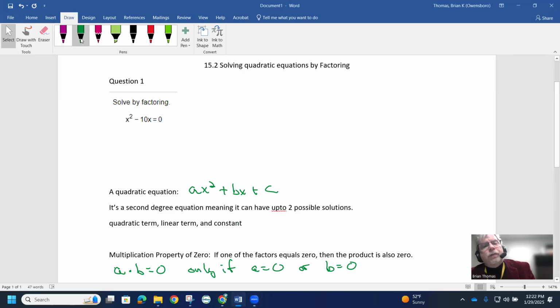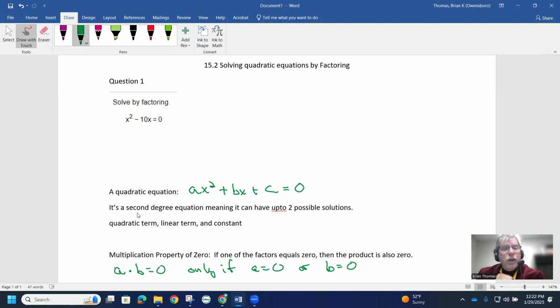So, chapter 15, this is going to be section 2. We're going to be solving quadratic equations by factoring. First off, a quadratic equation, we're going to have this ax squared plus bx plus c, and it's going to be equal to 0. So, remember, an equation has to have a left side and a right side.